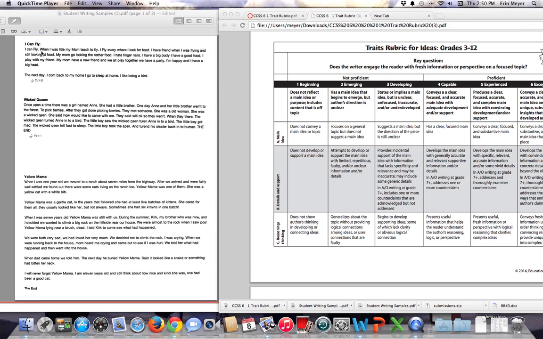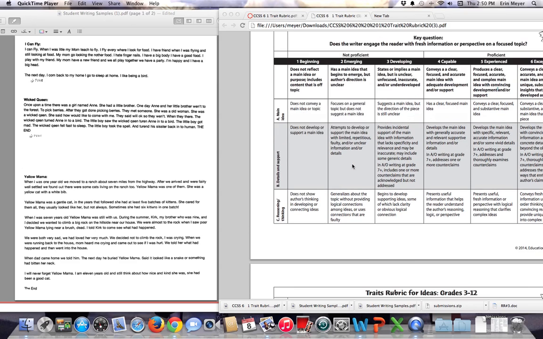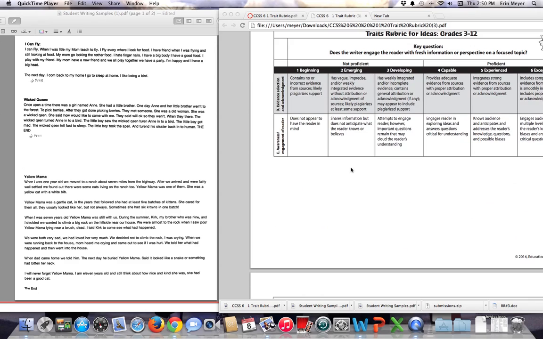I can fly. When I was little, my mom teach to fly. So we have our thoughts, they're just not flowing well together. So right now on my rubric, I'm beginning to think this writer would be getting a 2. They're emerging, but they're not proficient.